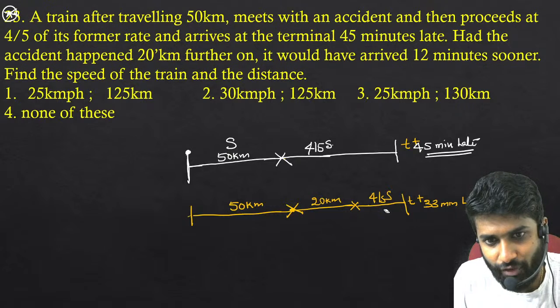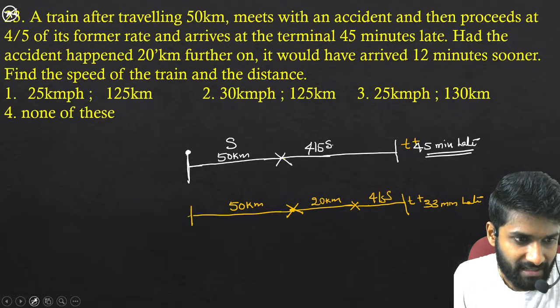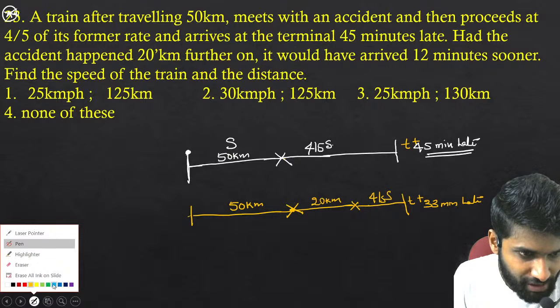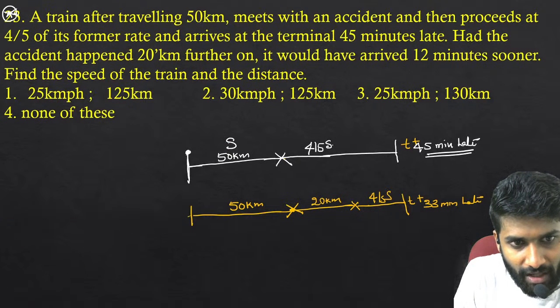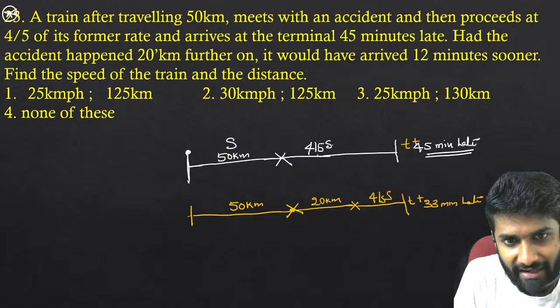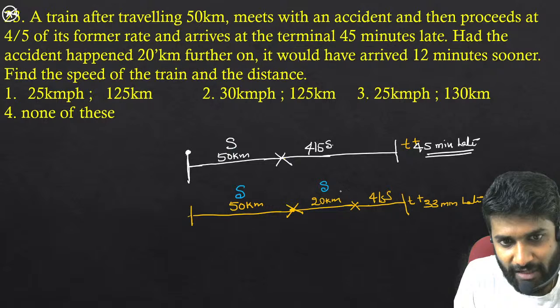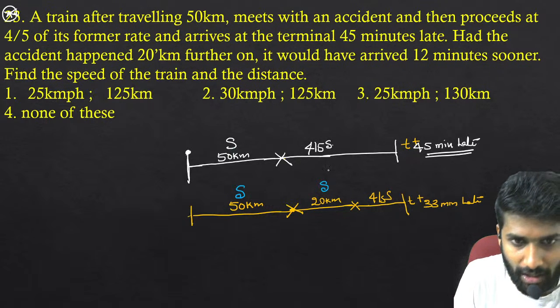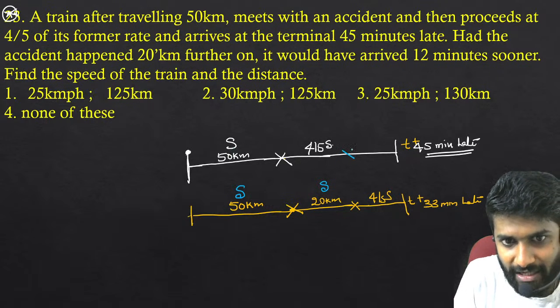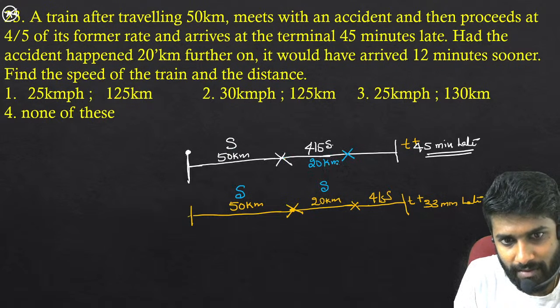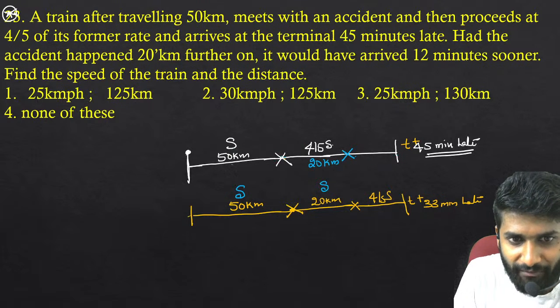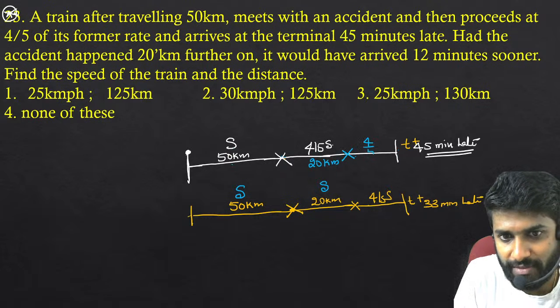Now if you mix these two statements, just observe what the main important information is. Here they're running at a speed of S, here at 4 by 5th of the speed. Here they're running at a speed of S, here also a speed of S, here also 4 by 5th of S. Now you can divide the first statement in this way. This is the distance of 20 kilometers and this is the distance of 50 kilometers, but we don't know the rest of the distance. From here to here they're running at 4 by 5th of the speed, and from here to here also at 4 by 5th of the speed.